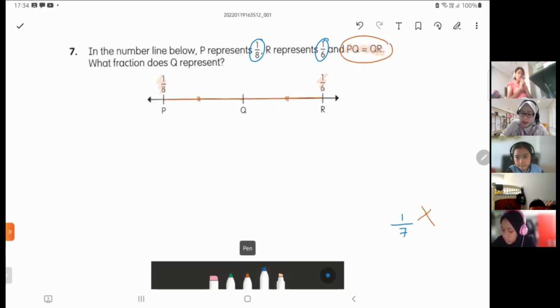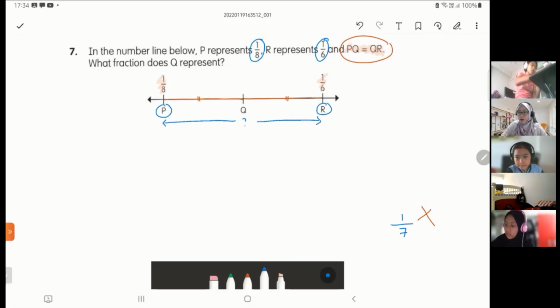But what you need to know is they say that the two parts there that I put in red color are equal. Okay, so first things first, you need to find out the difference from P to R. The difference of P and R. Okay, so let's find the difference. Difference of P and R is minus, right? So you minus 1 out of 6 minus 1 out of 8. Why do I take 1 over 6 minus 1 over 8? Because 1 over 6 is bigger than 1 out of 8.